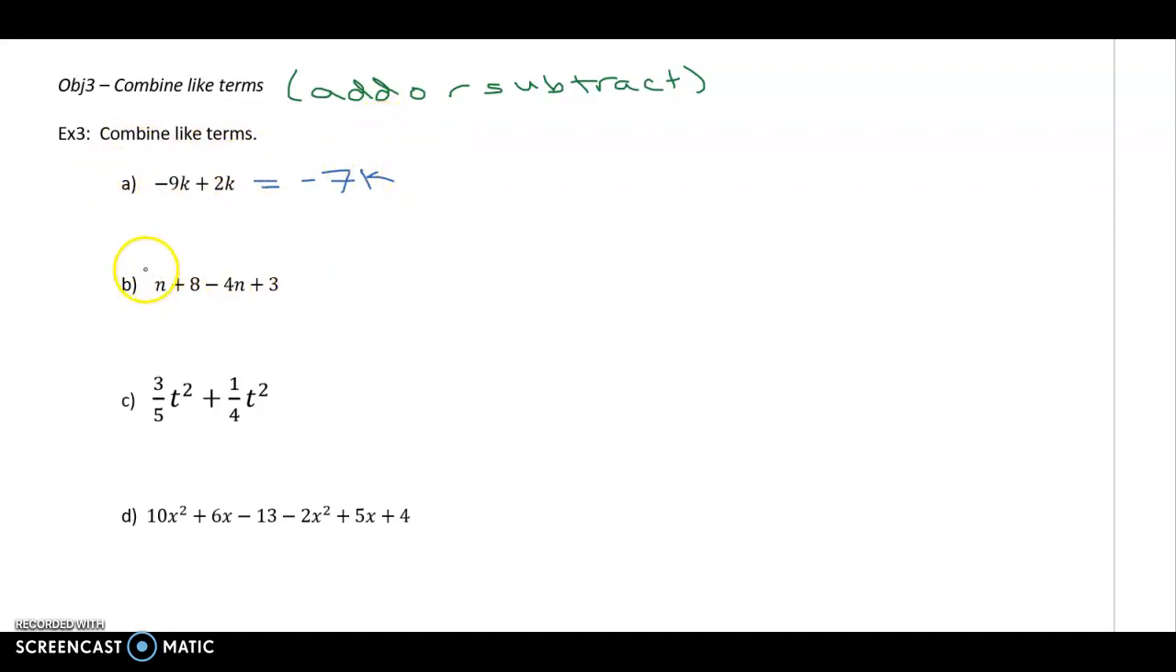On part B, we have 1n here, and we have negative 4n here. So that's going to be negative 3n, and then we have a plus 8 and a plus 3, and that's going to give us plus 11. I think we talked about this in class. We tend to put our variable term first and then our constant if we're adding or subtracting two different terms. So negative 3n plus 11. That's supposed to be an equal sign. It must have drug a little bit.